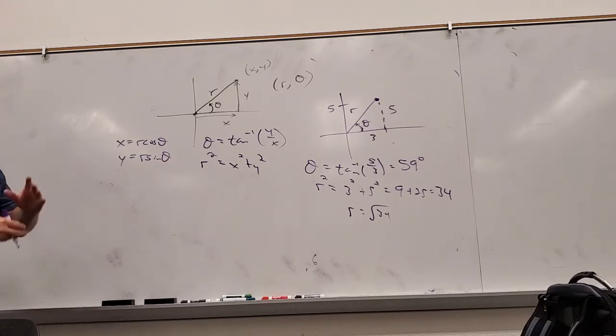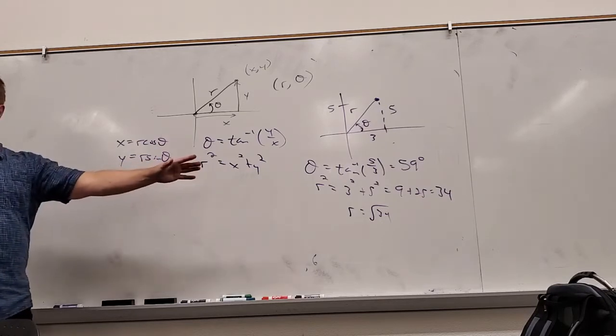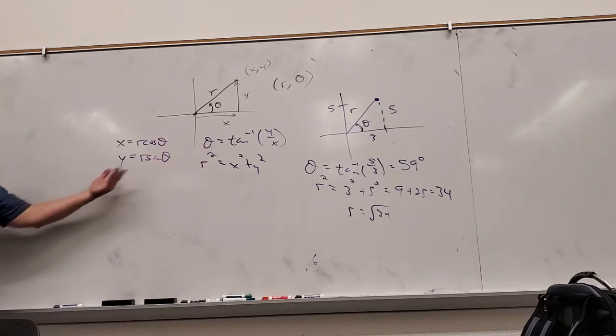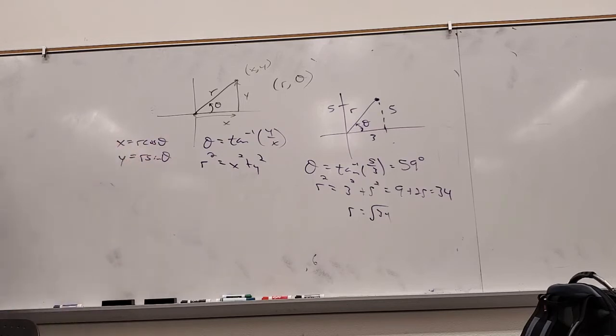These are really basic computational problems. Once you know these, and you do have to know these, it's not that big of a deal. Isn't cosine x over r? Yeah, so you already know this.